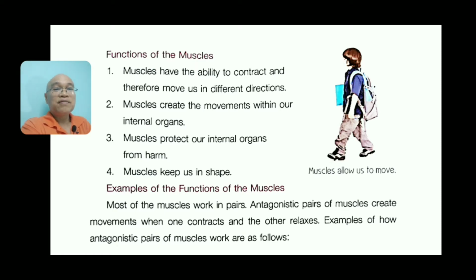Examples of the functions of the muscles, what are they? Most of the muscles work in pairs, meaning two. Antagonistic pairs of muscles together right here. They create movements when one contracts and the other relaxes. Contracts, relaxes, contracts, relaxes. So examples of how antagonistic pairs of muscles work are as follows.